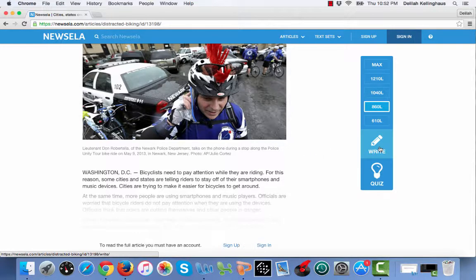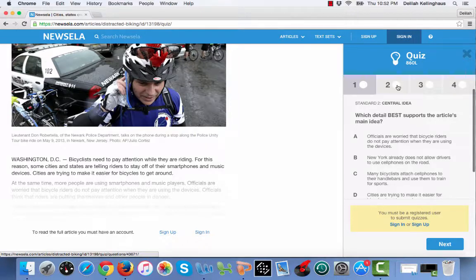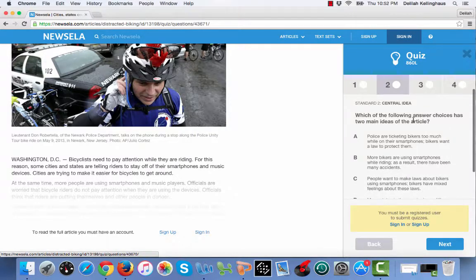There's also within NewsELA a write feature where they can write about the article. There's also quizzes where you can give quizzes about the article. So, which detail best supports the article's main idea? And there are several different questions.